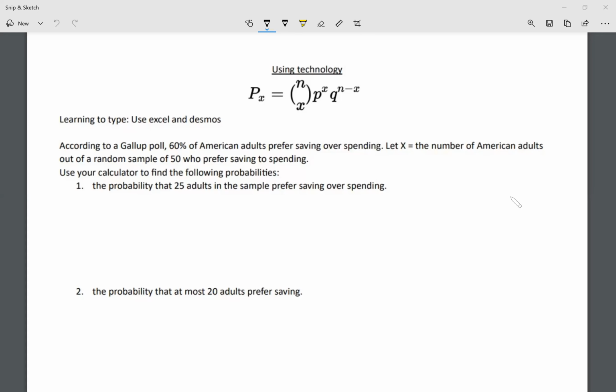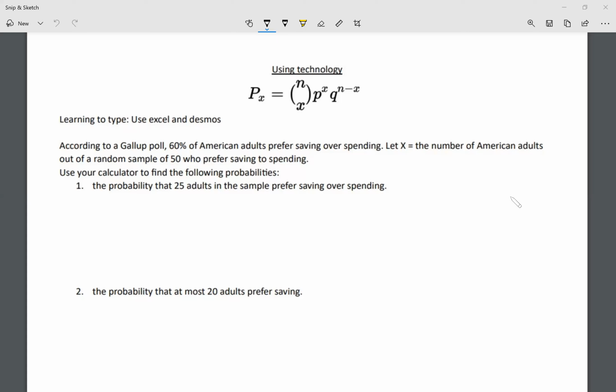Okay, so we've got to remember our formula for the binomial distribution probability formula. N is how many trials we have. X is how many we're looking for in this case. P is the probability of success. Q is the probability of failure.